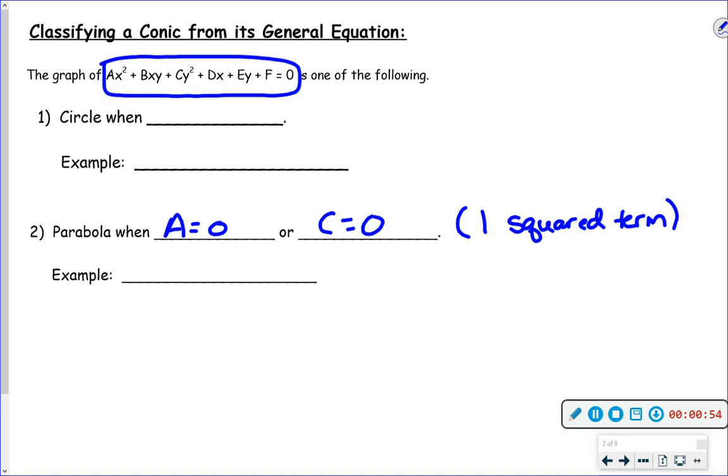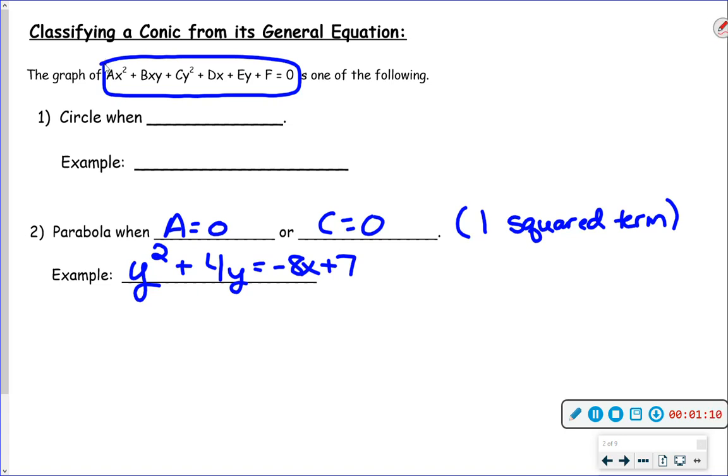So just to give you an easy example, you only have the one squared term in y. X is not squared. Easy to pick up. All right, let's do circle.